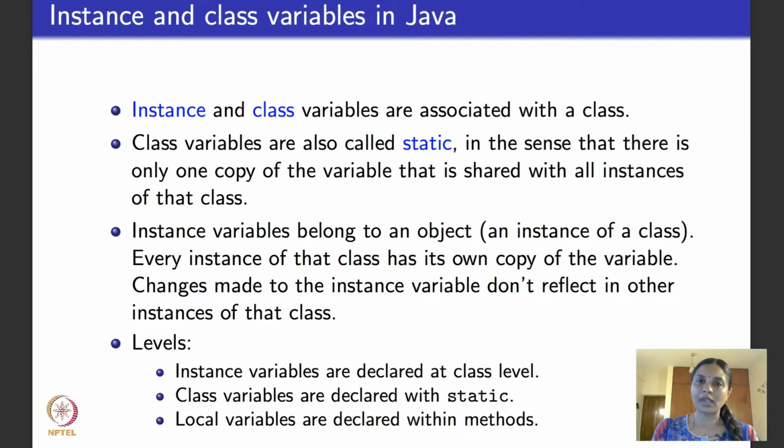Like we had access levels for encapsulation, instance variables, where are they declared? They are declared at class level. Class variables are declared with the keyword static, as I told you. And in addition to these two, we also have local variables, which are declared within methods in a class.